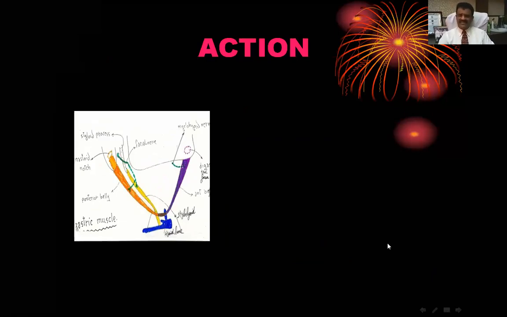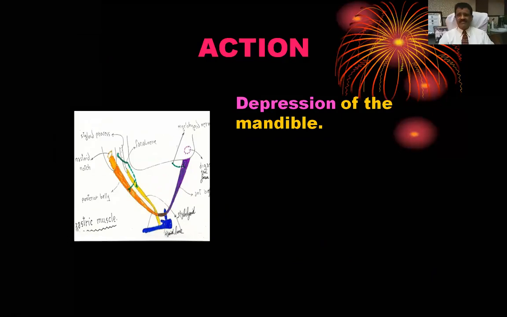What is the action of digastric? One is depression of the mandible. So this is done by digastric, and the other is elevation of the hyoid bone. So when you do a depression, the hyoid bone gets elevated at the same time.